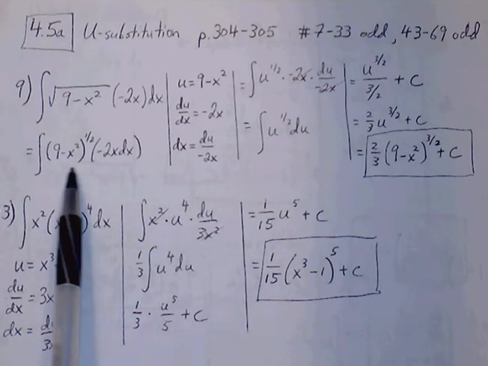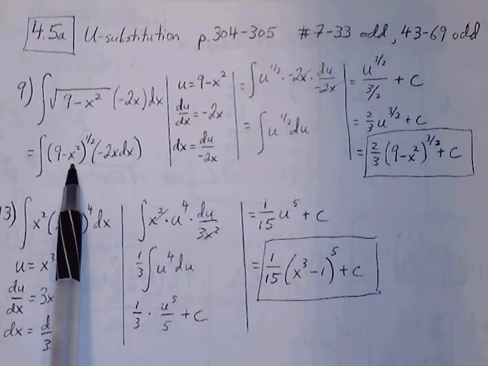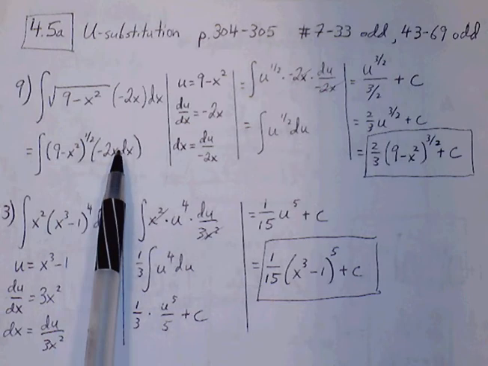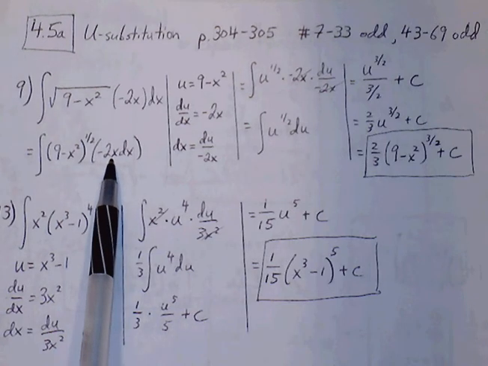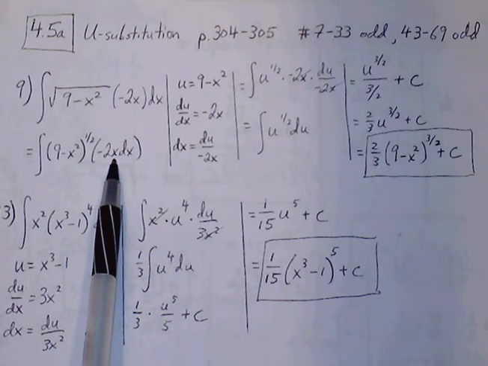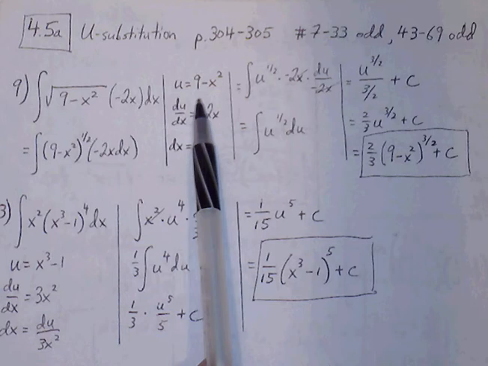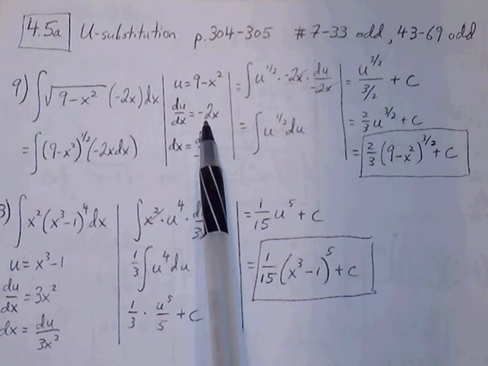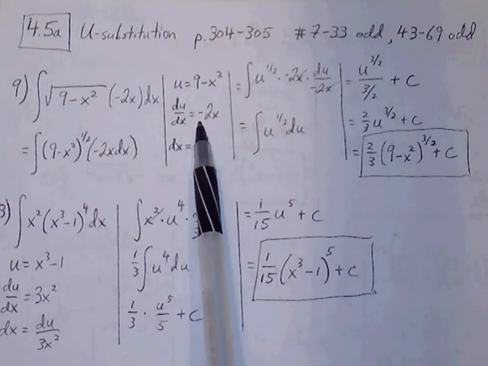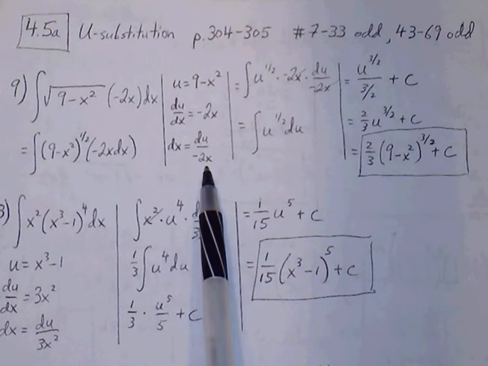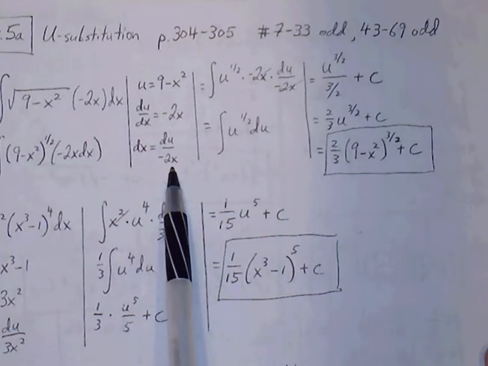Identify the u value, so we want our u value to be 9 minus x squared, and we see the derivative, the x, inside our integral problem where we can eventually look to cancel out. So u value is 9 minus x squared. du over dx is equal to negative 2x. Okay, cross multiply, we get negative 2x dx equals du. Solve for dx. du over negative 2x.